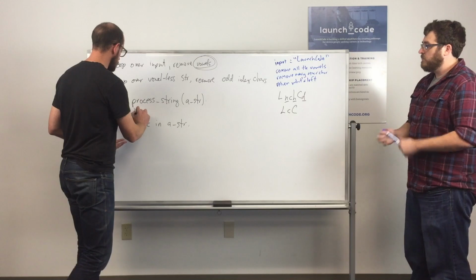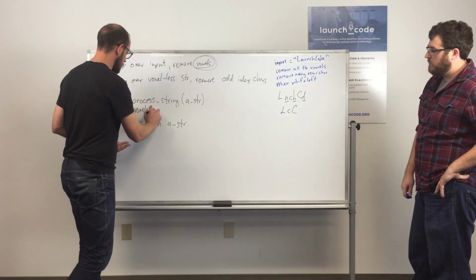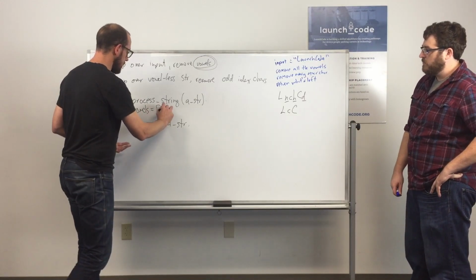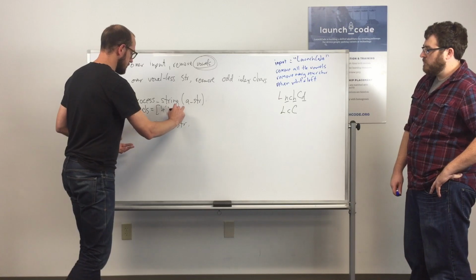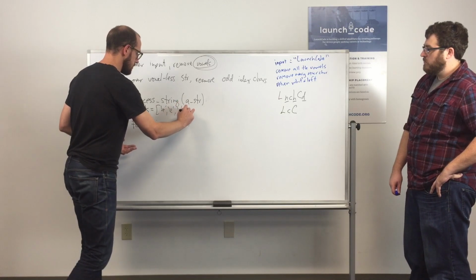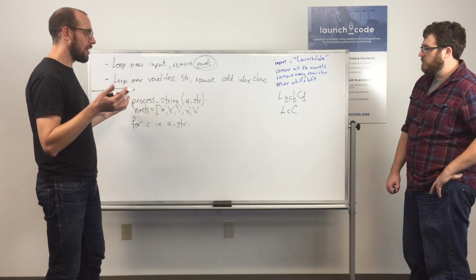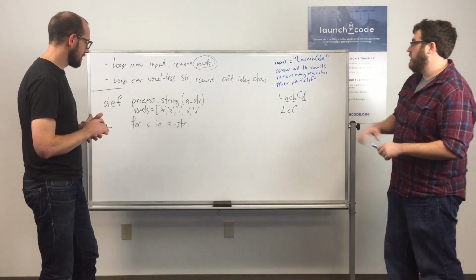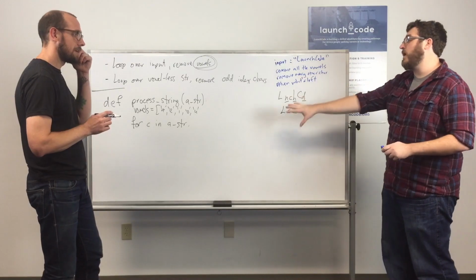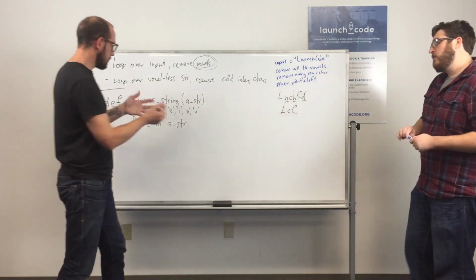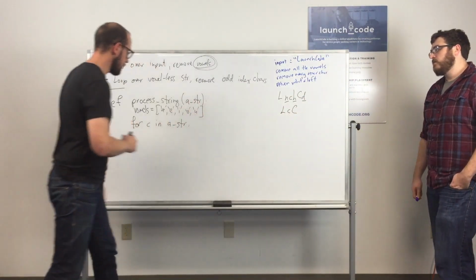I'm going to say vowels equals a list with A, E, I, O, U, and then should Y be considered a vowel or not? Good question. That wasn't clear in our requirements. Let's say Y is not a vowel. So I'll just do A, E, I, O, U, that's good. That's where I'll leave it.